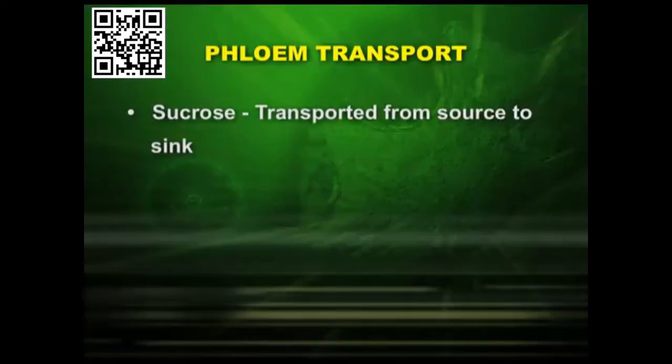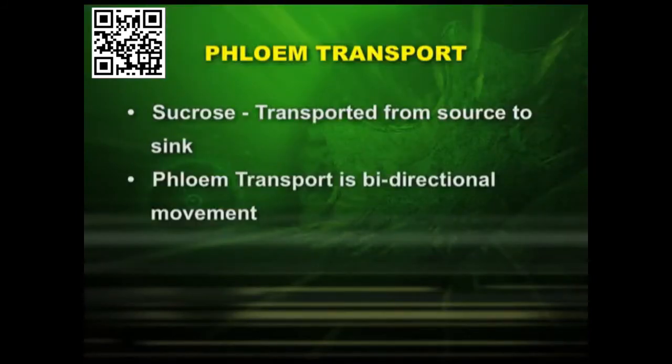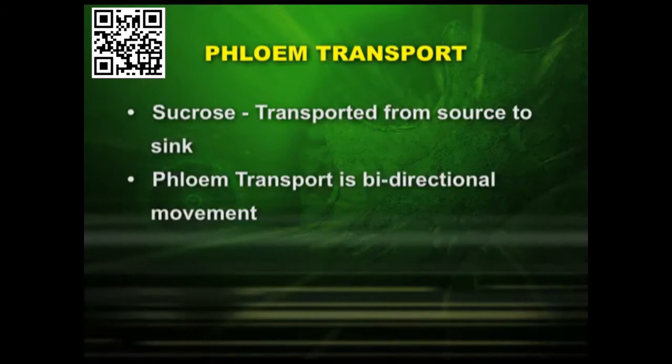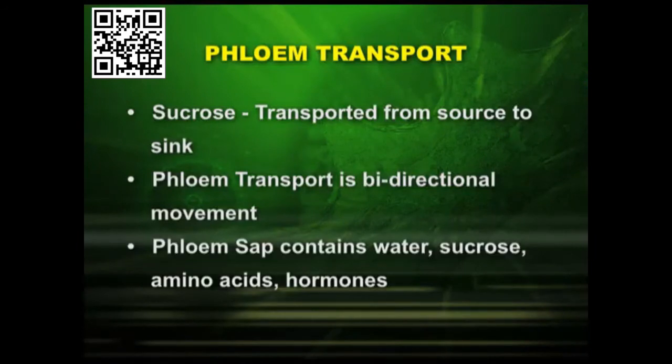The second important point is that phloem transport is bidirectional movement, unlike unidirectional in xylem, because in plants the food is prepared in the leaves and then it is transported to the various parts of the plant body. Now let us see what the phloem sap contains. The phloem sap contains water, sucrose, amino acids and hormones.